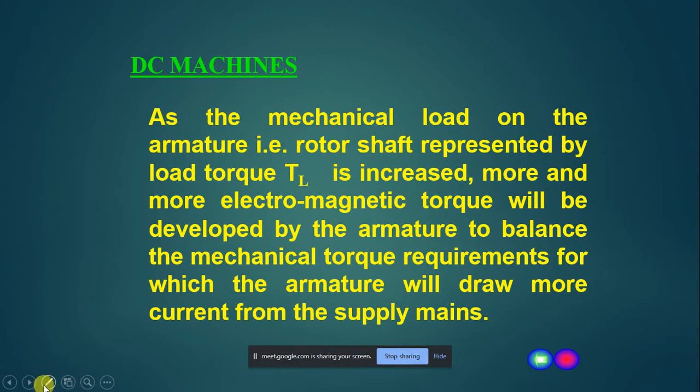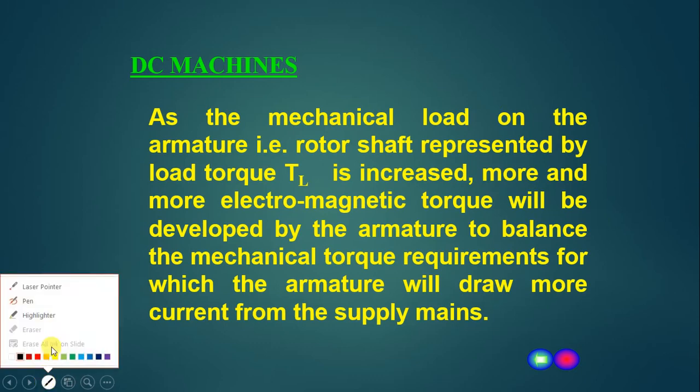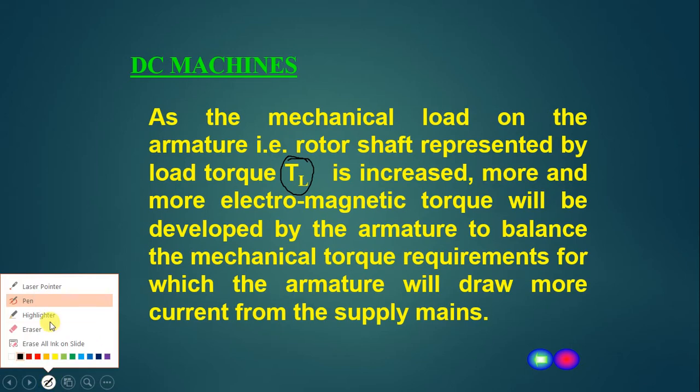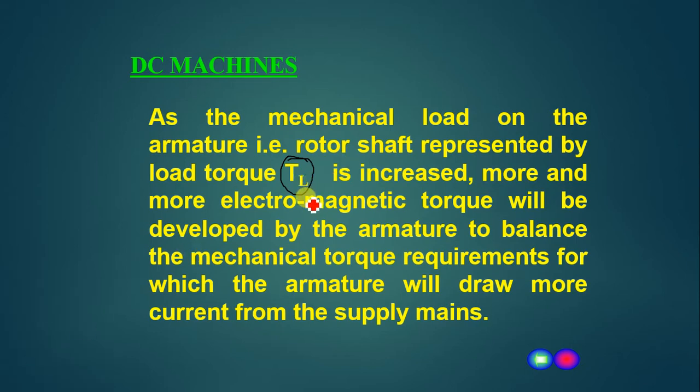So whatever the mechanical load that is there on the armature, the rotor shaft is represented by a torque of TL. You have a torque on the shaft itself, which is called TL or load torque. As it increases, more electromagnetic torque will be developed by the armature in order to balance this mechanical torque.